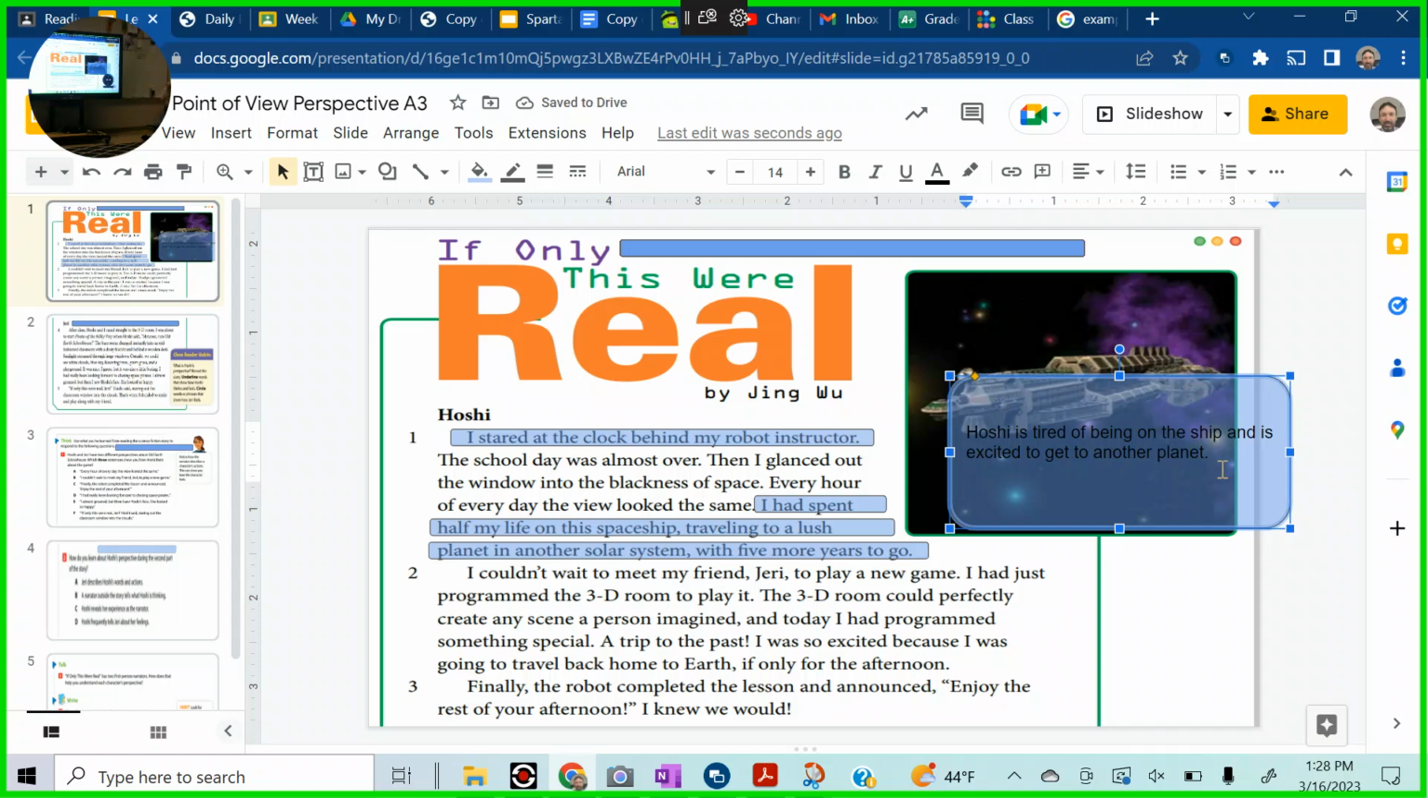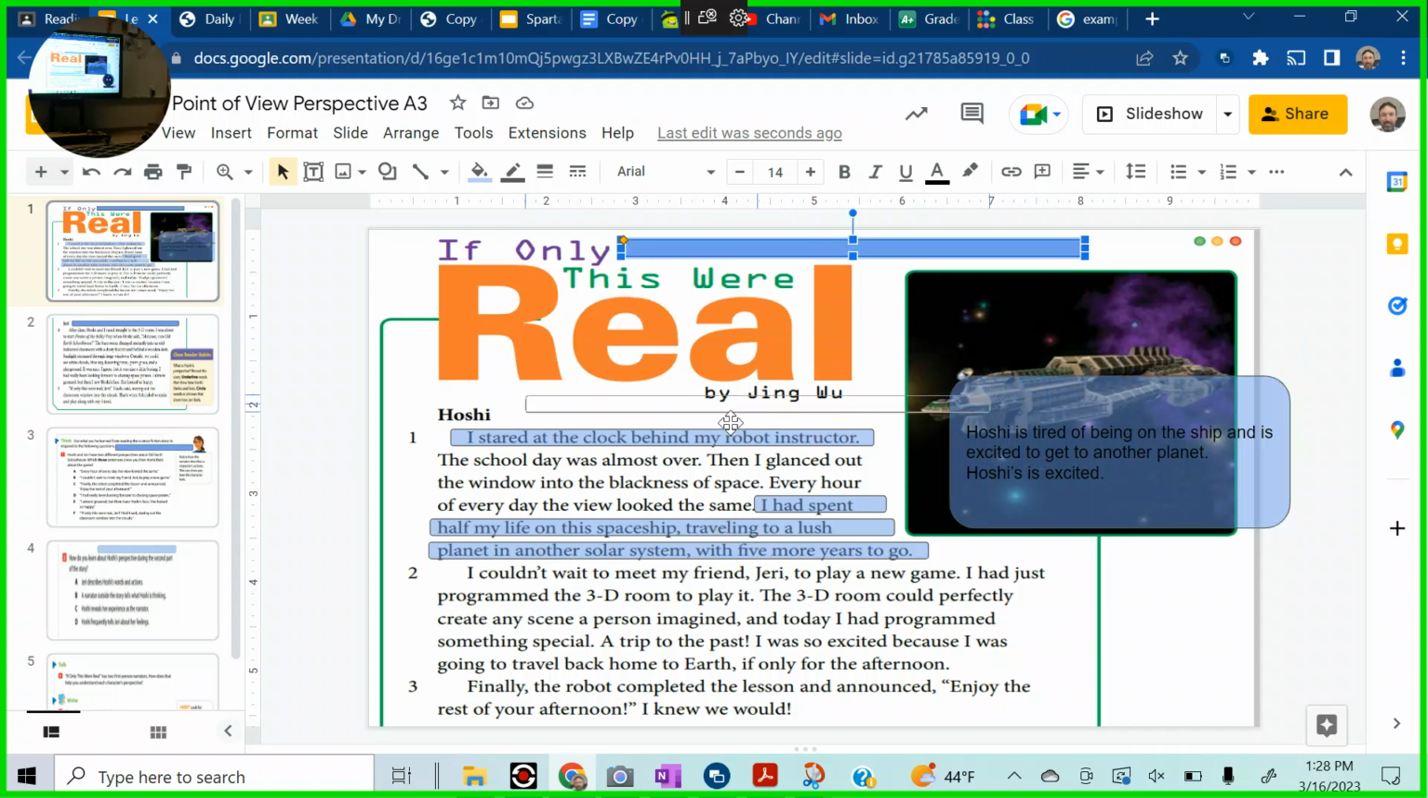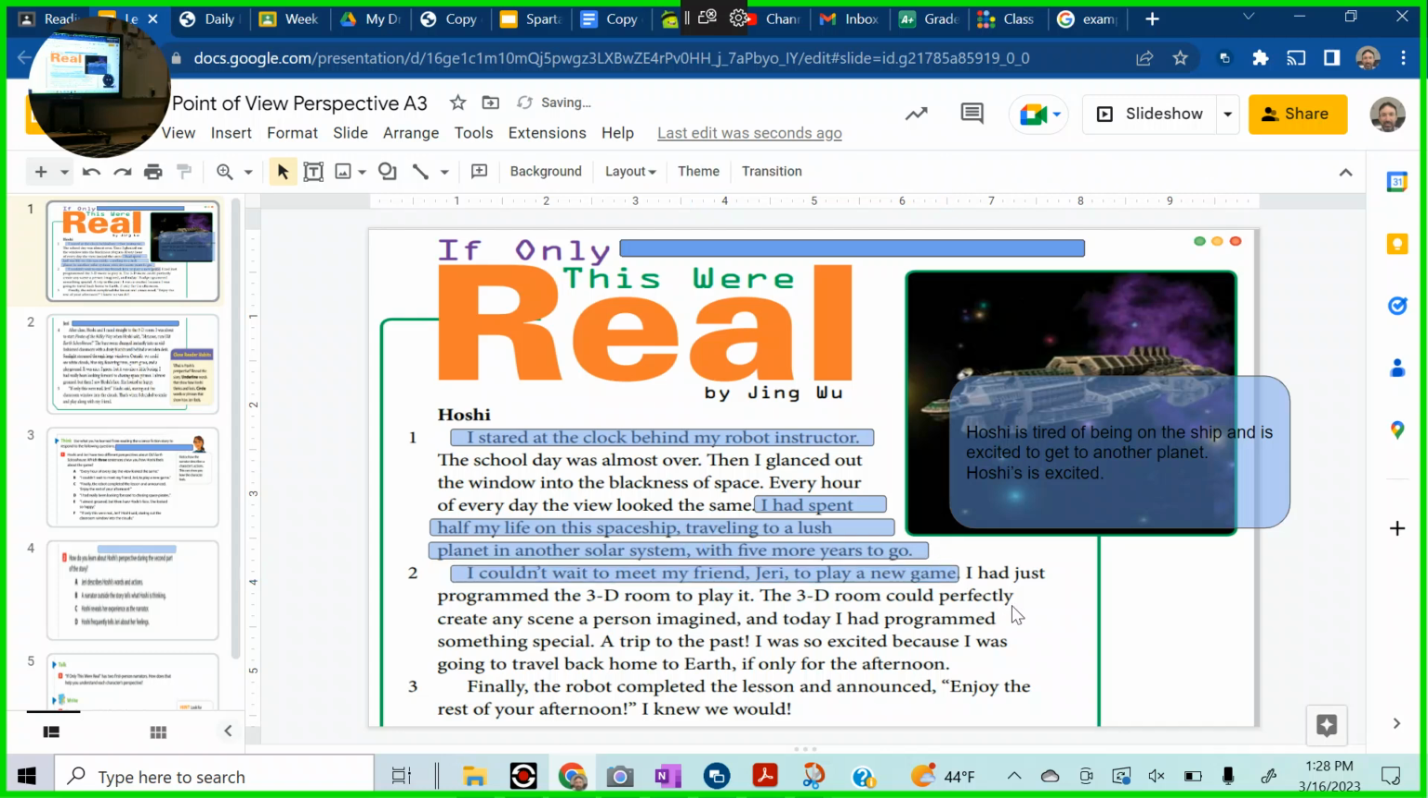Okay. So how's Hashi feeling now? How would you describe Hashi? Excited. She's excited. Hashi's excited. All right. Hashi is excited. Right? And let's just leave it right there. All right. And now look. What down here, Schreiber, should I highlight that kind of shows that she's excited? I could not wait to meet my friend Jerry, there it is. To play a new game. That's it. Right? All right, so can you tell me, without a doubt, who the narrator is in this? Hashi. It's Hashi, right?